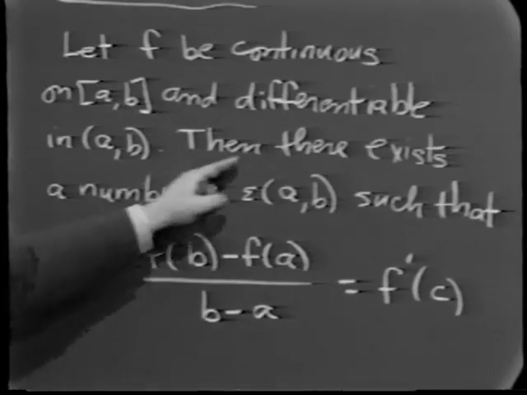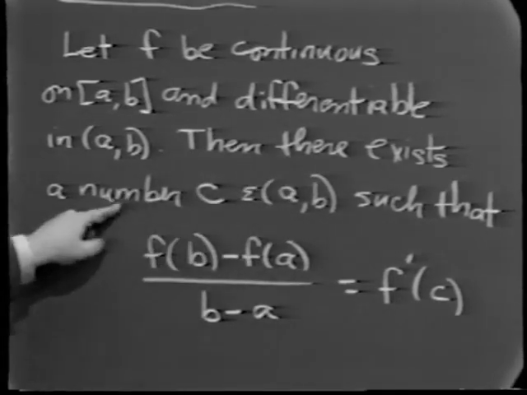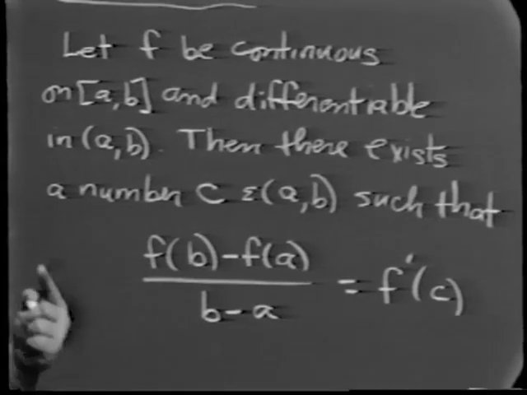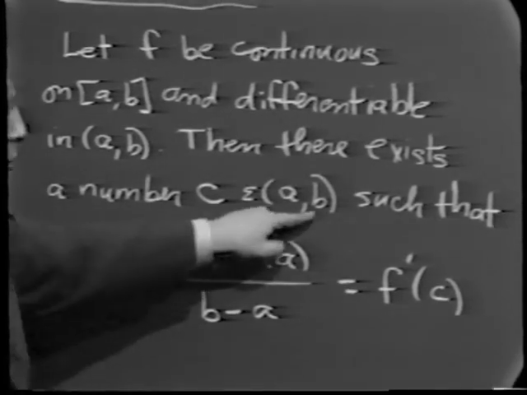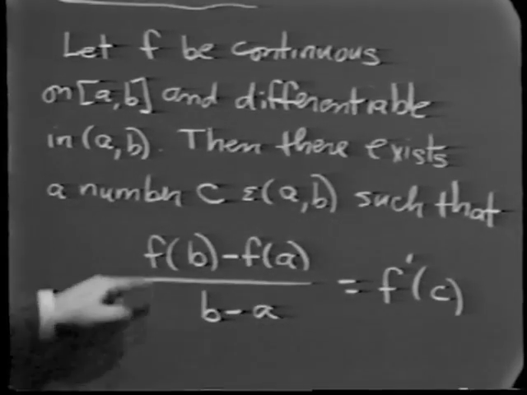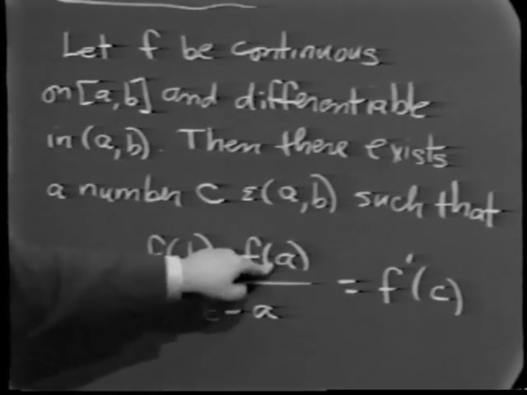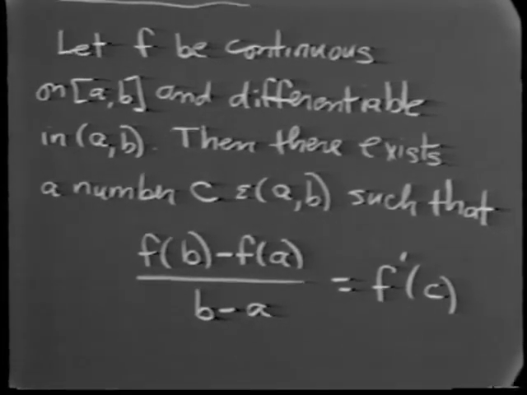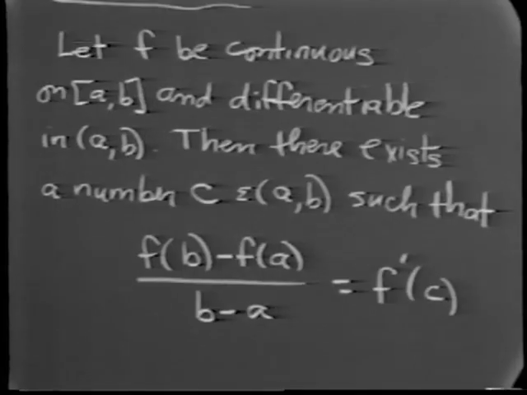Now it's again an existence theorem. It says then there exists a number c. And when I say there exists, it means what? There is at least one number c in the open interval from a to b, and this is the part that looks kind of tough, such that f of b minus f of a divided by b minus a is f prime of c. And this somehow or other may seem at first glance to be more ominous than the intuitive feeling about Rolle's theorem.